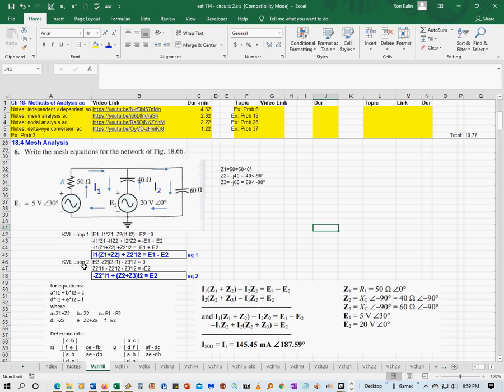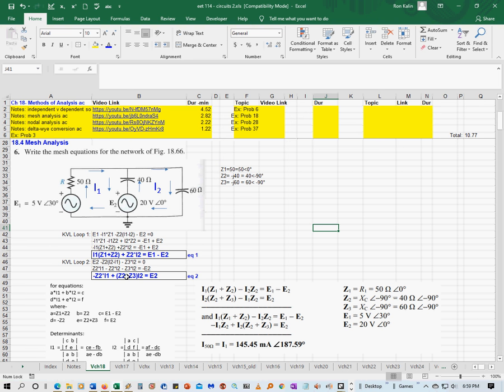And likewise, you do KVL around loop 2. Again, I start at the lower left corner and work my way clockwise. So this is a voltage rise plus E2, and then a voltage drop minus Z2 times the quantity of I2 minus I1, because we're going in the direction of I2 and I1's going in the opposite direction. And then continuing on, we have another drop of minus Z3, which is this capacitor, which is minus J60 equal to 60 angle of negative 90. And then that times I2 equals 0.